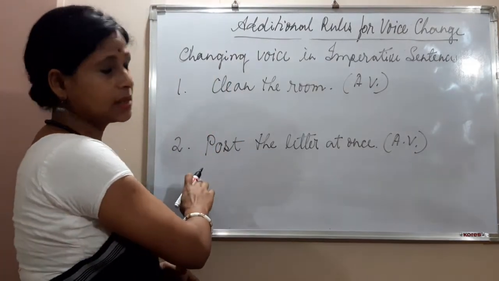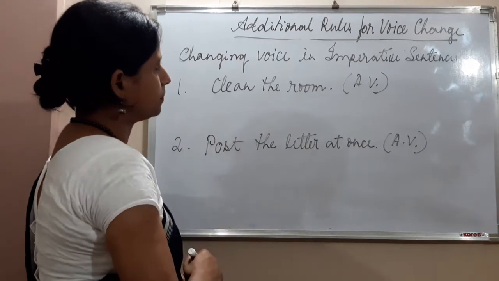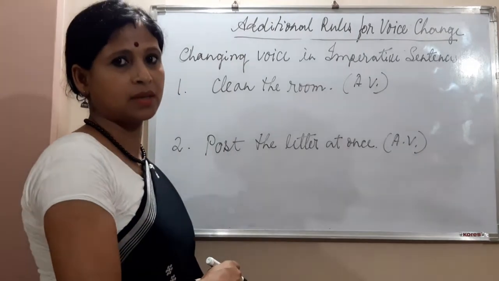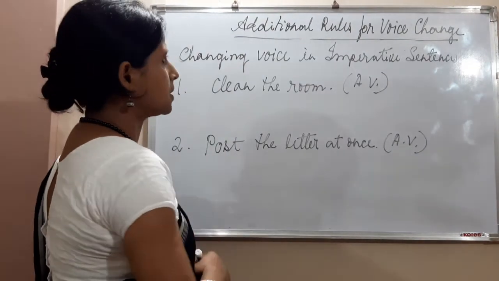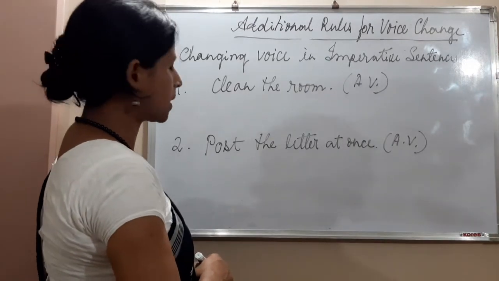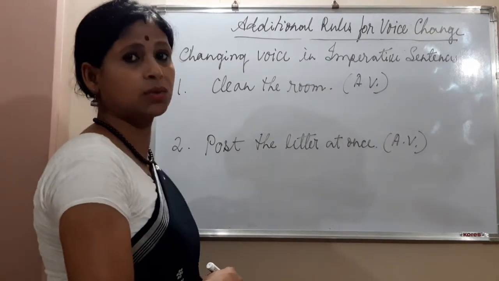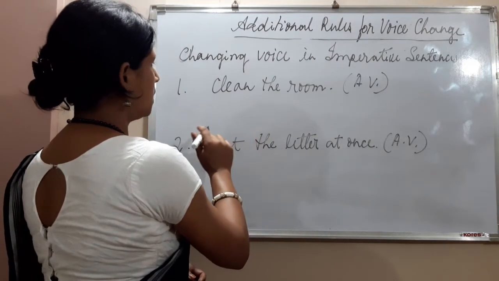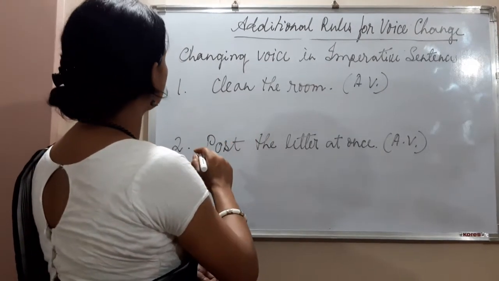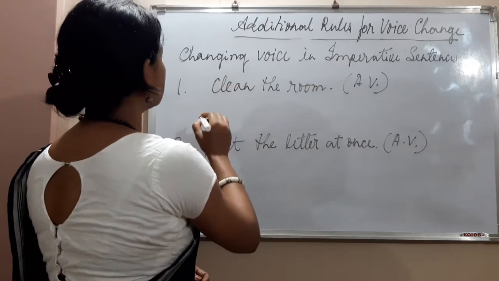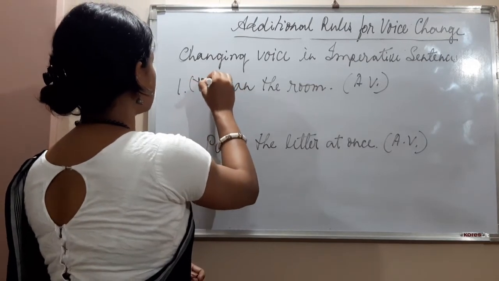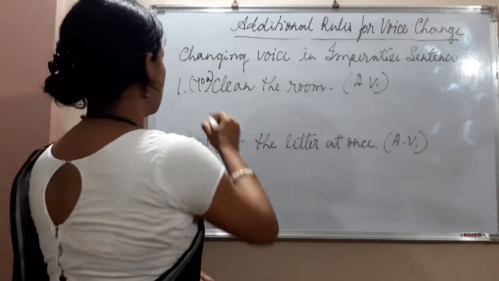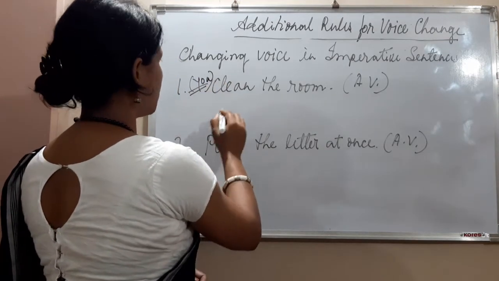I have written two sentences here, and you must remember that an imperative sentence expresses a request or an order, maybe to ask someone to do something. Okay. So the first sentence is: clean the room. The subject is not very clear here, but we know that this is you. Anyway, I have just shown you: clean the room.